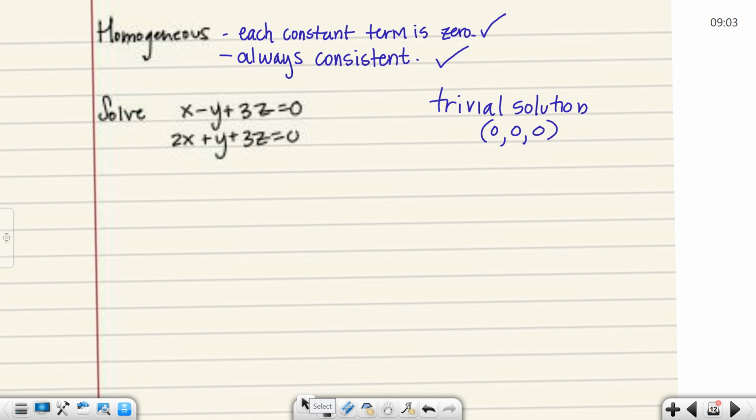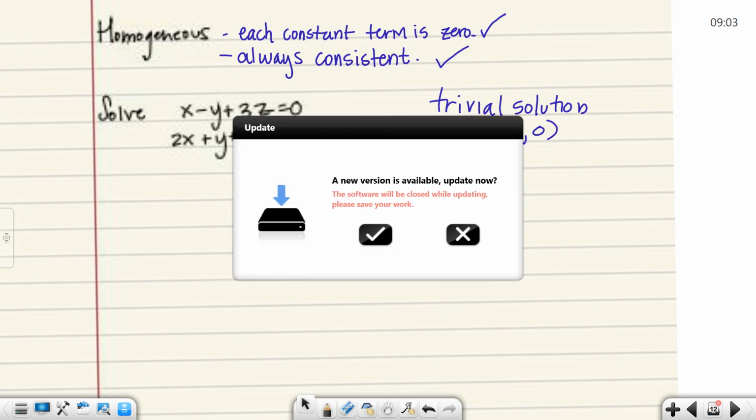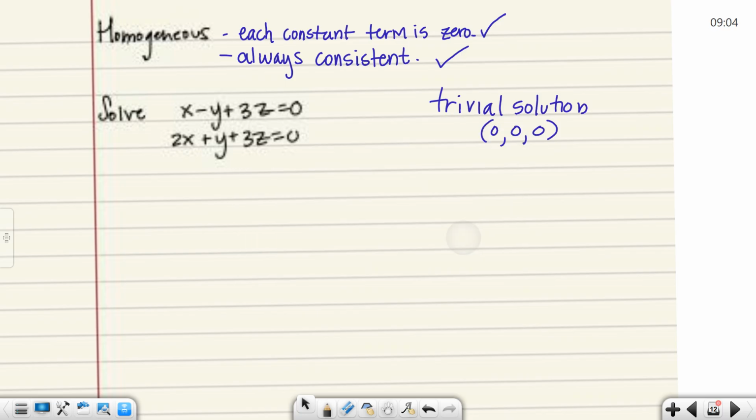Okay, so we're going to finish up the homogeneous set. And then we'll go from there. So the homogeneous set means that, or homogeneous system, every constant term is 0. And we also know that it's always consistent.